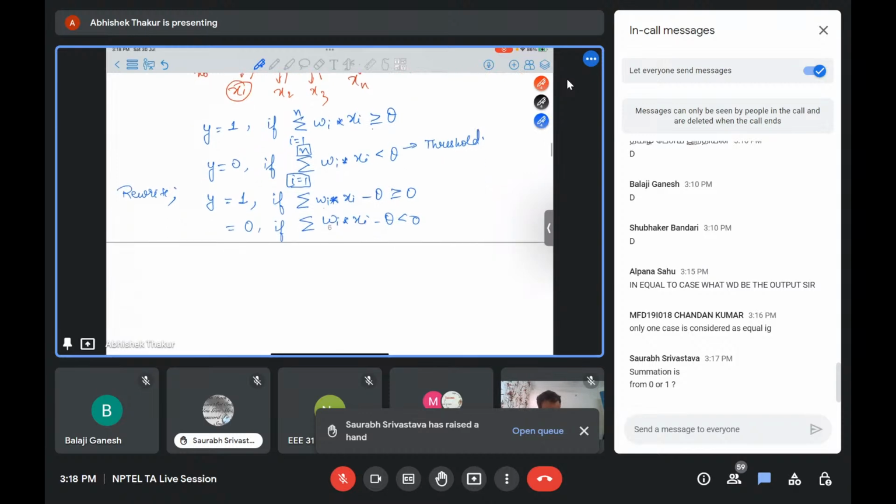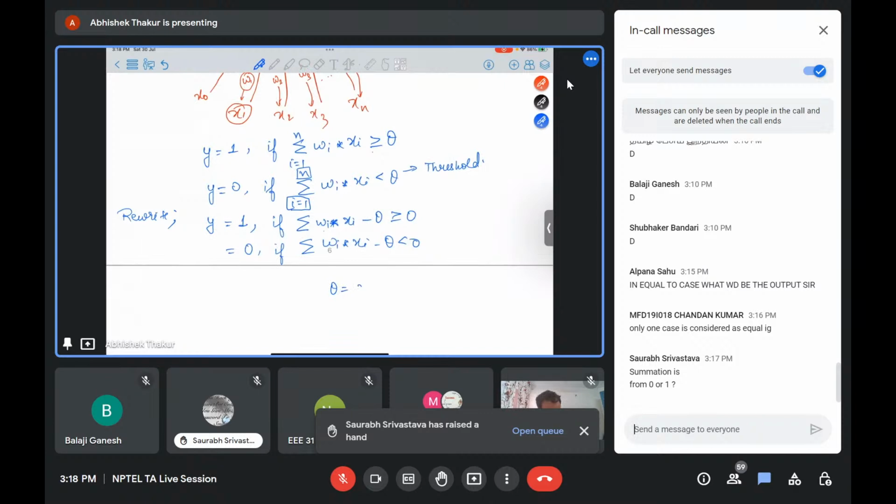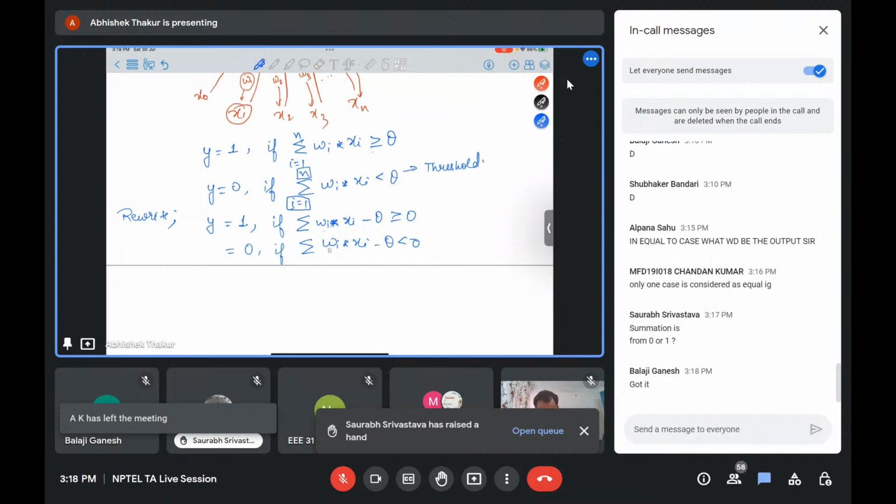So we will take theta is equal to, here I is equal to 1 to n. Here also I is equal to 1 to n. So we are getting y is equal to 1 when summation of wi into xi minus theta is greater than or equal to 0. So we can also rewrite it as y is equal to 1 if summation from I is equal to 0 to n of wixi is greater than or equal to 0.